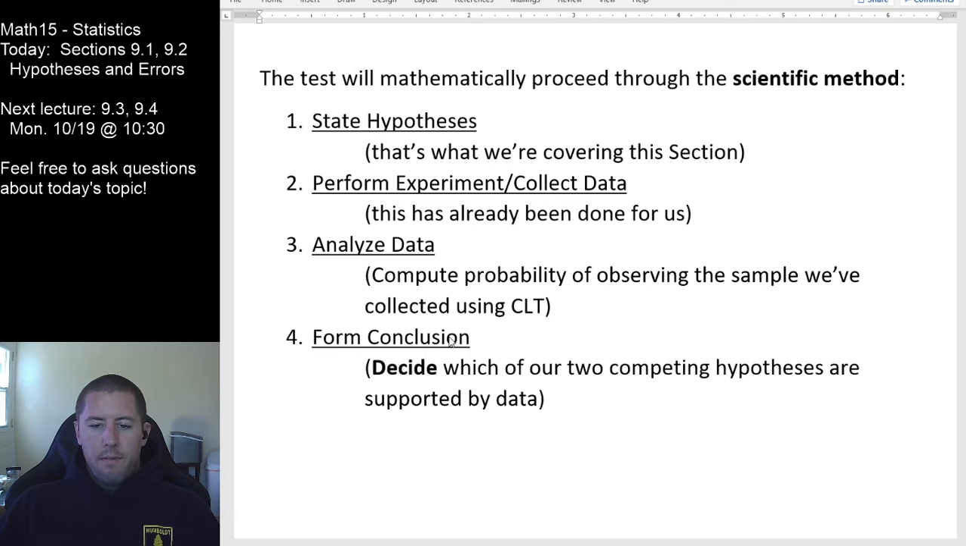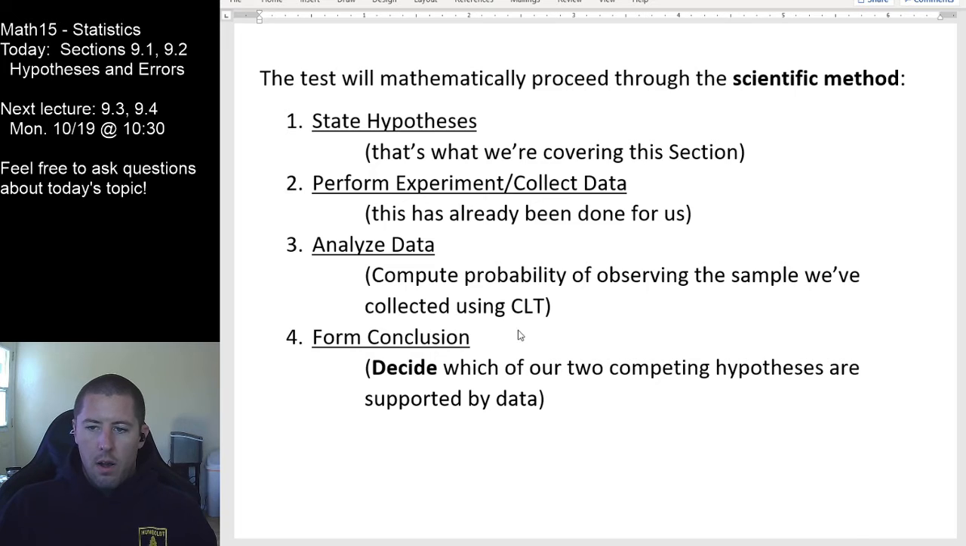So steps three and four are still going to come next week. Step two is essentially the step that's typically already done for us. Data's already been collected for us. We're presented with statistics. It's really step one that we're going to focus on today. Step three, we've in a sense already done. We just don't know how to use step three to help our decision-making process. So next week, what we're going to see is how we use step three to make the decision associated with step four. That's our topic that we'll cover next week.